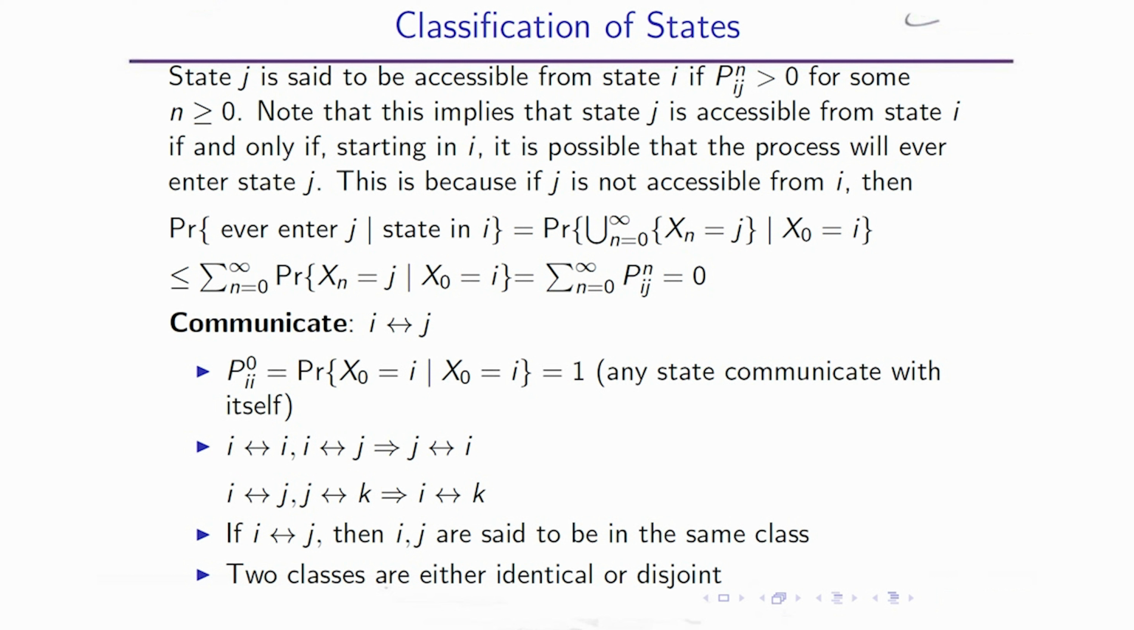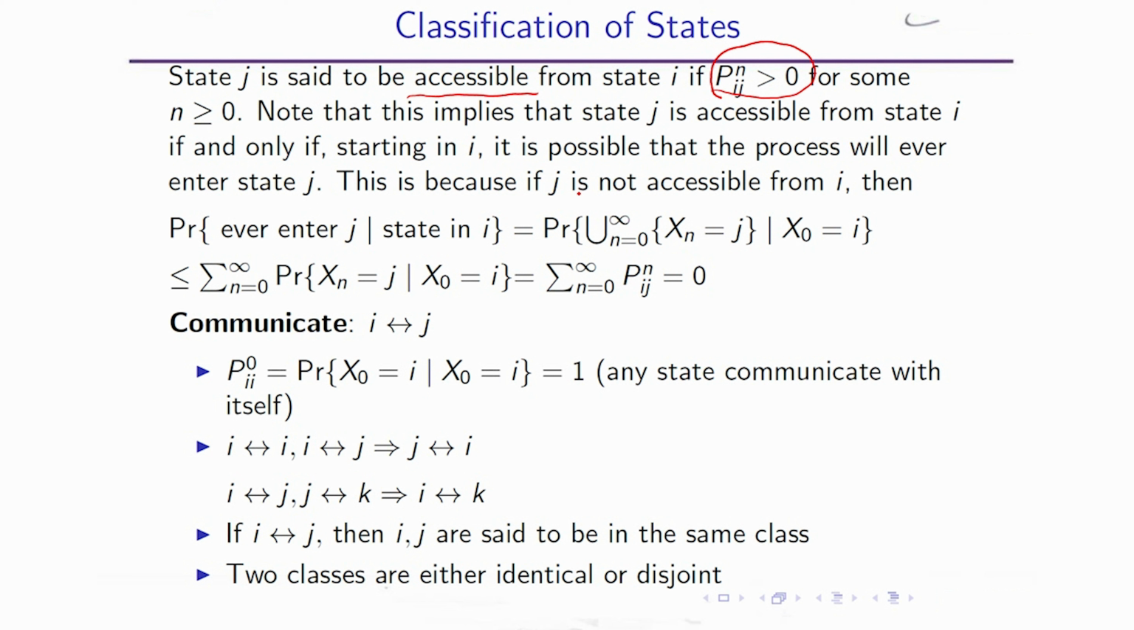Classification of states. State j is said to be accessible from state i if P_ij^n is greater than 0 for some n. That means it is possible that we start from i, and after some steps n, we can go to j. Note that this implies that state j is accessible from state i if and only if, starting in i, it is possible that the process will ever enter state j.